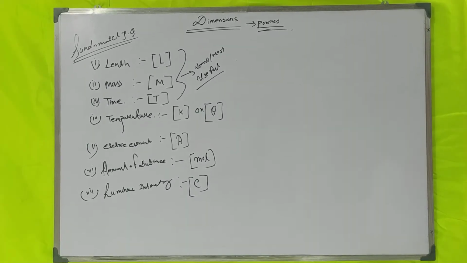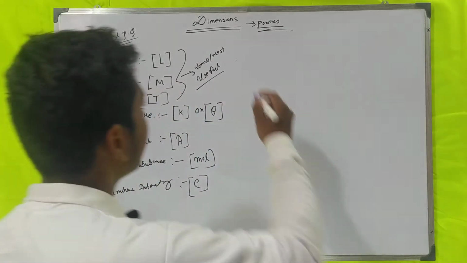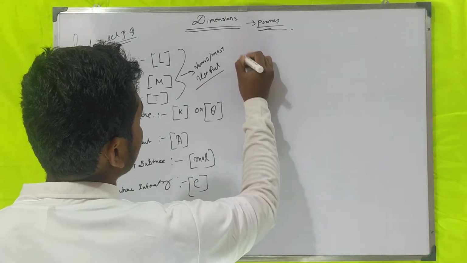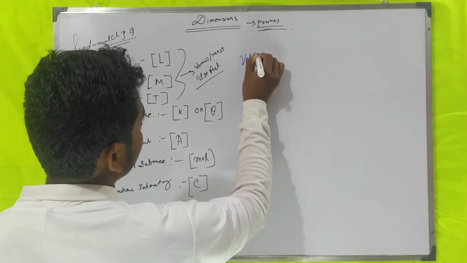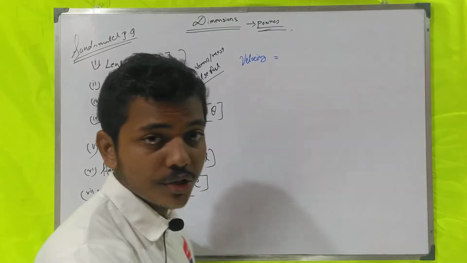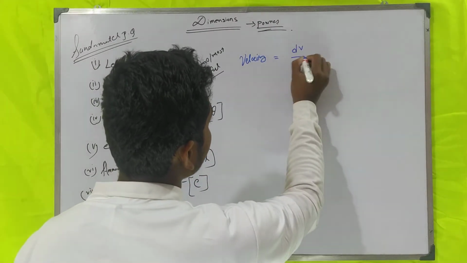Now we will find the dimension of velocity. What is velocity? Displacement by time, meaning dv by dt.